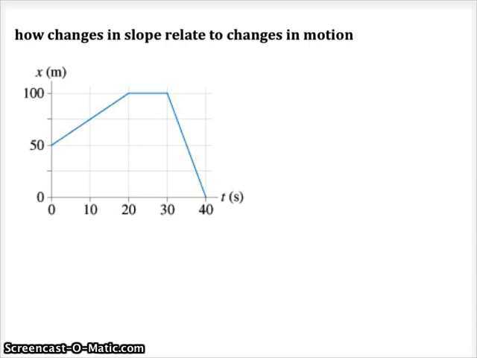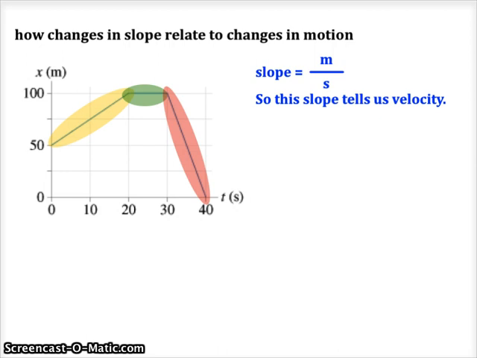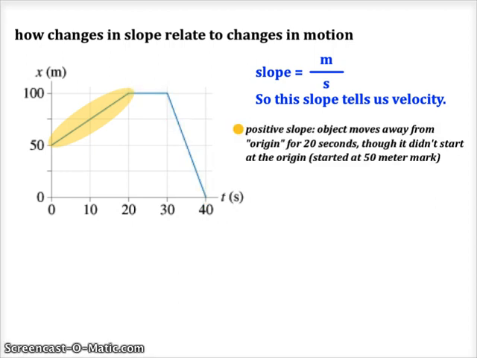So how does that relate to the object's motion? Well, we're going to need to break this graph into three parts because there's three very distinct slopes in our graph. Again, keep in mind that slope is telling us about the velocity, how fast and in what direction. So let's look at this yellow section first. This is a positive slope. We can see that the object goes from position 50 to position 100, so it's moving away from the origin, and this lasts about 20 seconds.